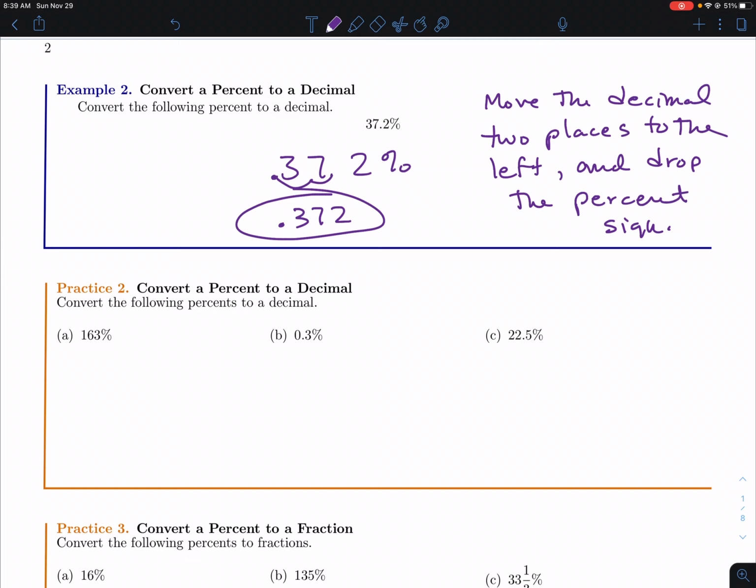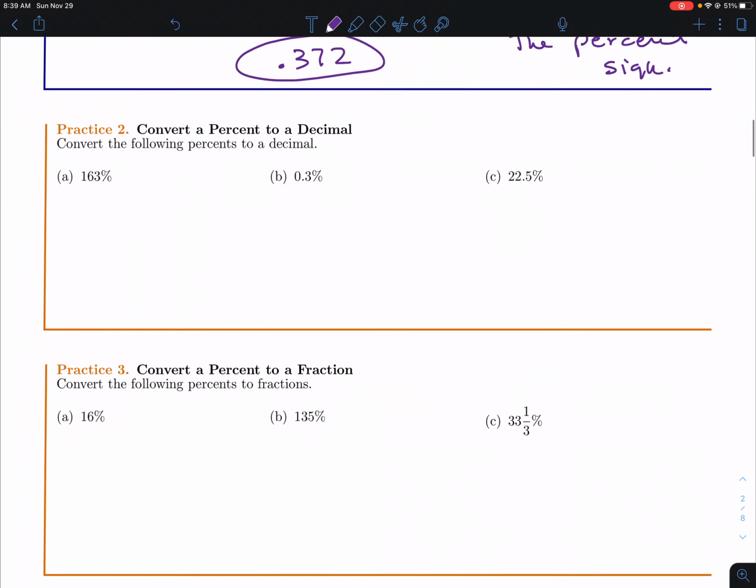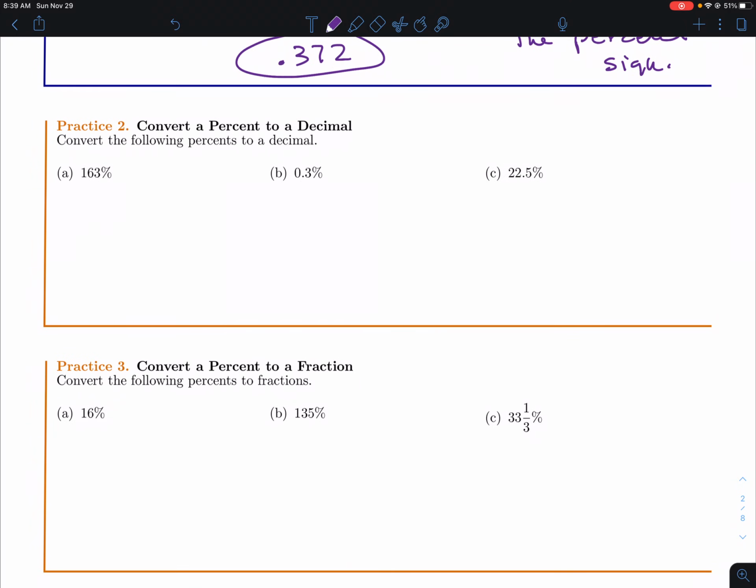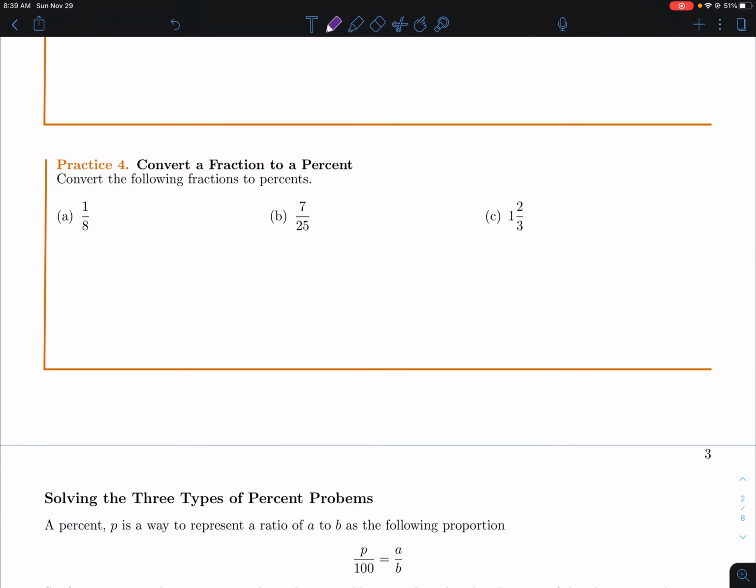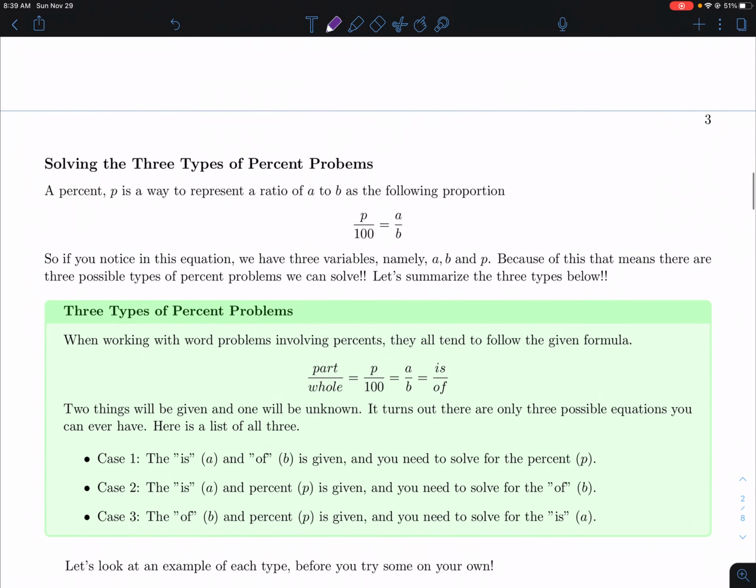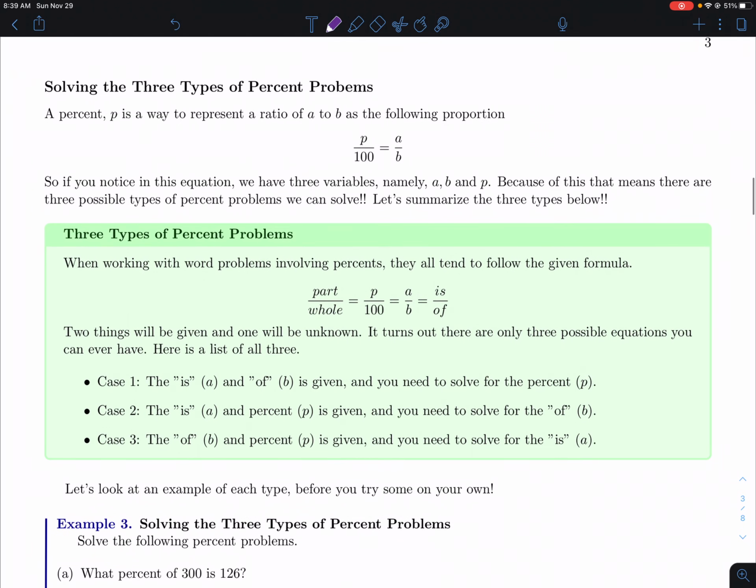All right, so here's practice 2 and 3. This is for you guys to work on. So let me know if you have any questions or anything like that. And when you're done, come on back. Oh, in practice 4 also, sorry. And then come on back and then we'll talk about word problems involving percents.